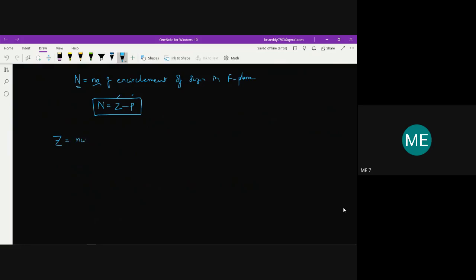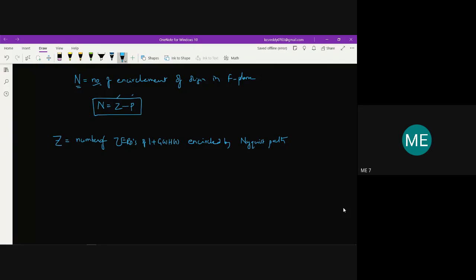the number of zeros of this, which is nothing but the 1 plus G of S into H of S function which you have taken, right? Zeros of 1 plus G of S into H of S encircled by the Nyquist path. So we need to find out Z by using this equation. Z is the number of zeros of 1 plus G of S into H of S.